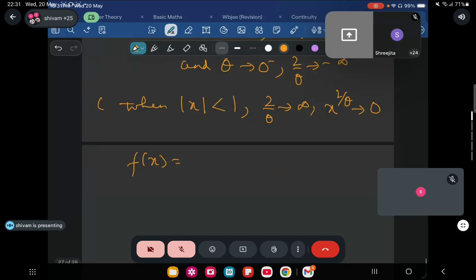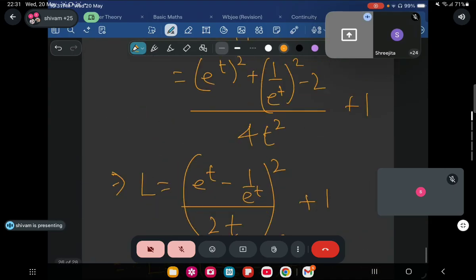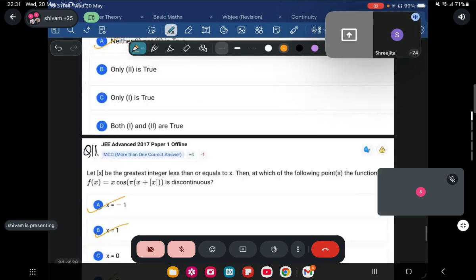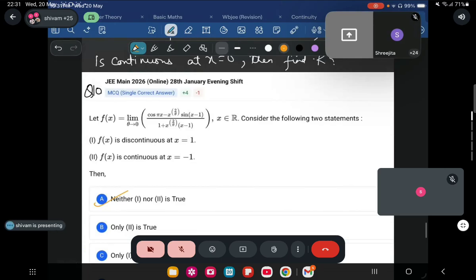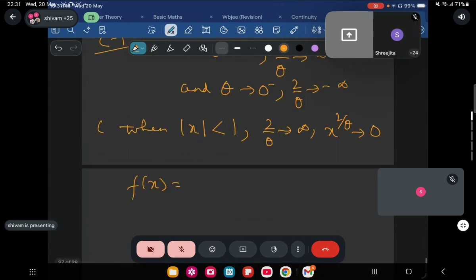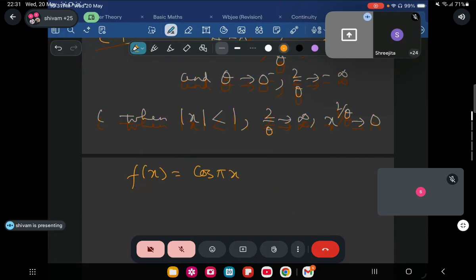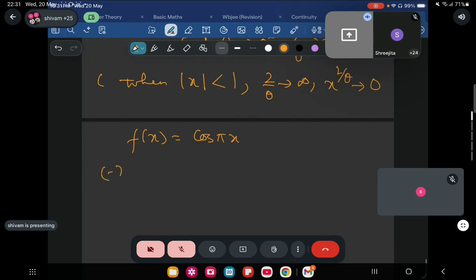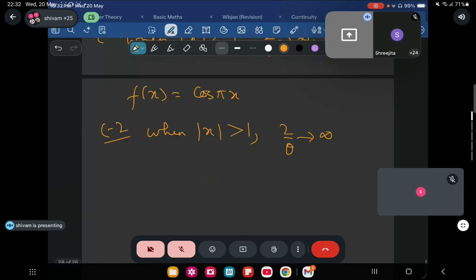Okay, so what will be f of x when mod of x is less than 1? Tell me, Shrita. Very easy. F of x will be just cos pi x. Just cos pi x. Okay, next. Case 2, when mod of x is greater than 1. In this case, 2 by theta will tend to infinity. And whenever 2 by theta tends to infinity, we divide by x to the power 2 by theta.